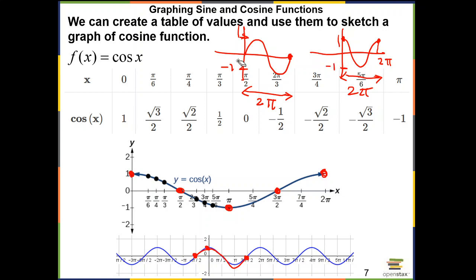There are some key points to graph sine and cosine: this one, this one, this one, this one, and this one. So there are 5 key points. If I know where those 5 key points are, I can easily graph sine. The same is true for cosine. There are 5 key points, and I need to graph them.